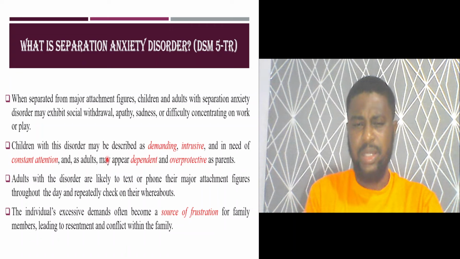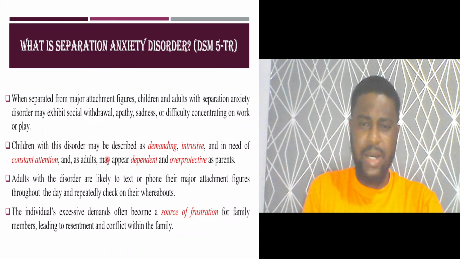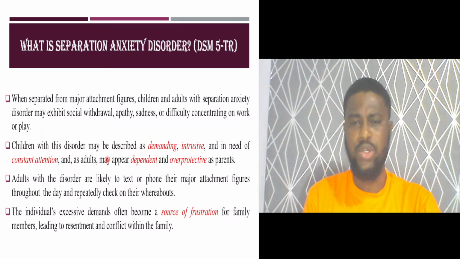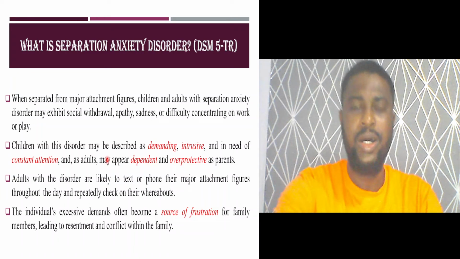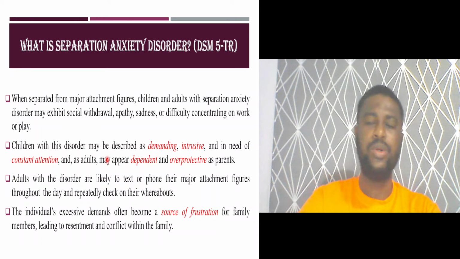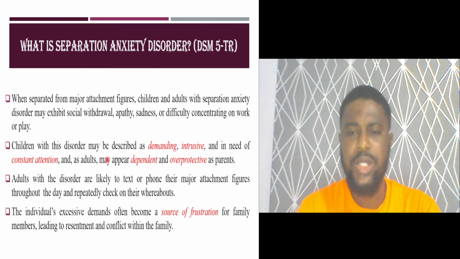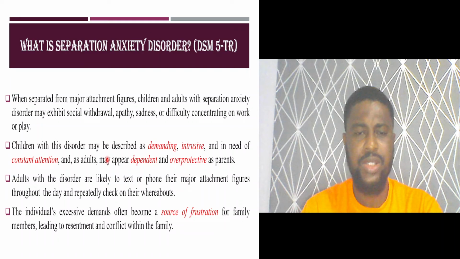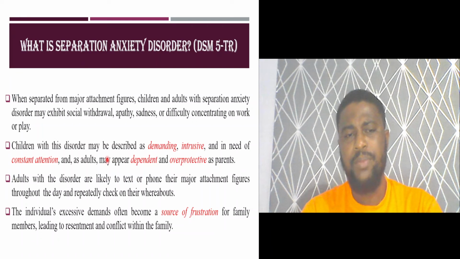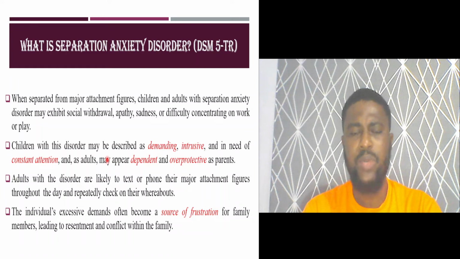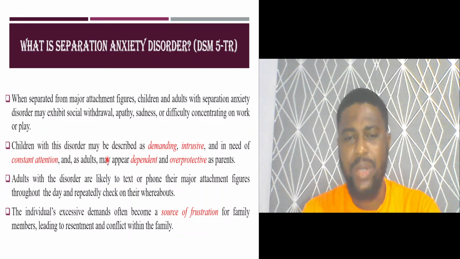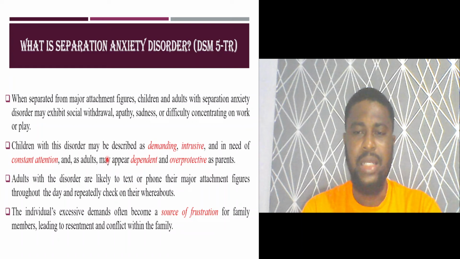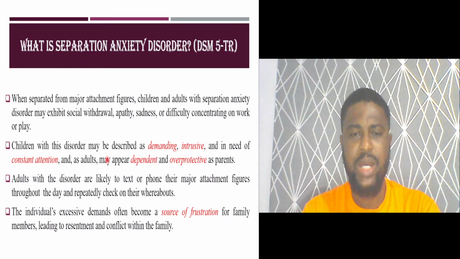So they may grow up as parents that are quite protective and overly present, and always anxious about the whereabouts of the child or the children, and thinking of potential separation from this child or these children. So that's what may be characteristic of children with separation anxiety disorder, and how that may also appear in parents who may have experienced issues of attachment in childhood.